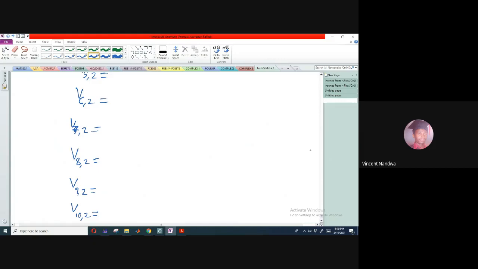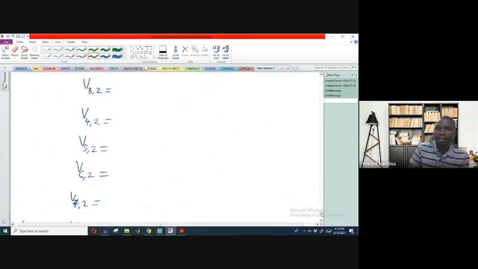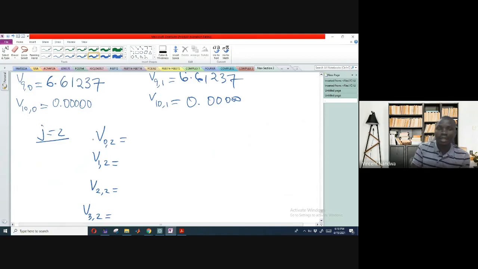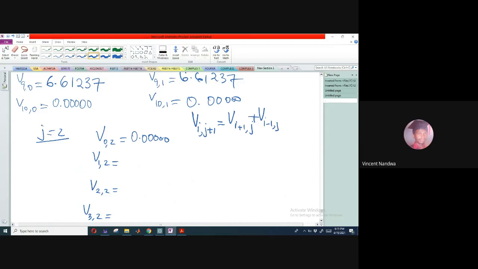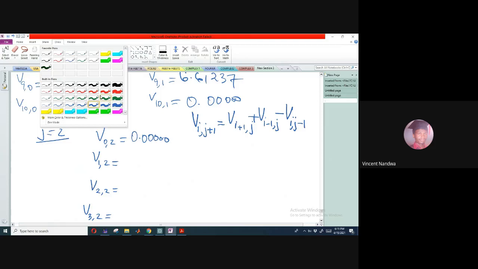So V(10,2), remember 10 is a boundary. So 10 means the x value at x10, and that x10 is a boundary point. So this is just 0.00000. You don't have to calculate this. And then similarly, the value at V(0,2) is a boundary point. So this means the value at x naught. So this still is 0.00000. But for these other ones, we need to use this formula, V(i,j) in formula 1, which is given by V(i+1,j) + V(i-1,j) - V(i,j-1). This is the Nicholson scheme for this problem, what you have gotten as our equation 1.